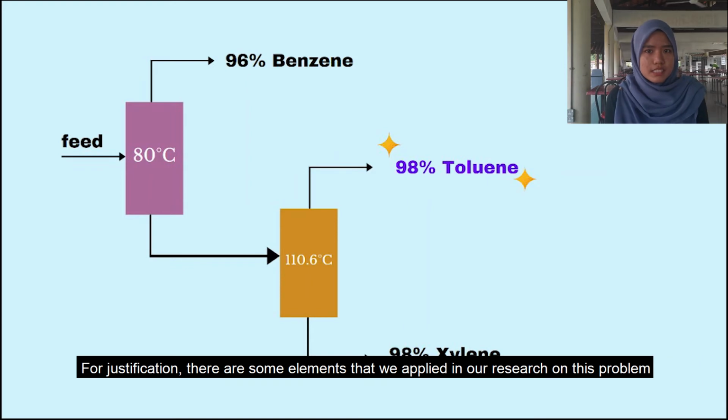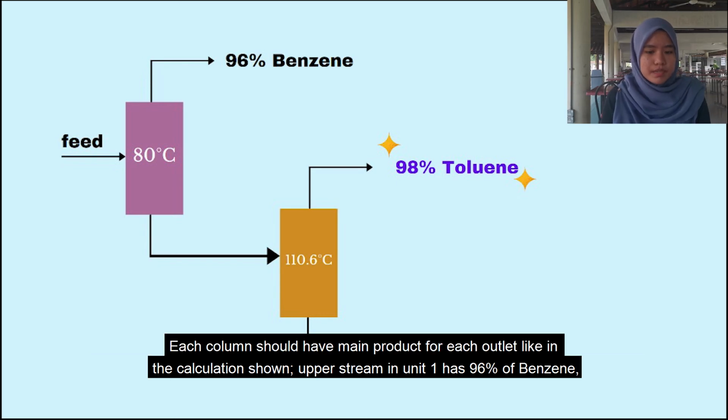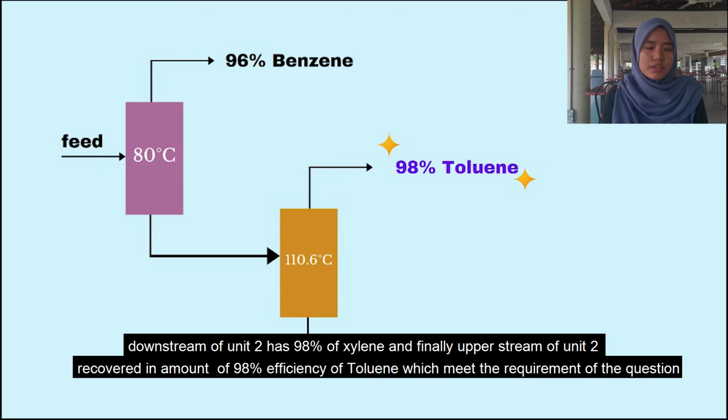For justification, there are some elements that we applied in our research on this problem. Based on the boiling point allocated for each unit, it shows the outcome of each recovery. Each column should have a main product for each outlet, like in the calculation shown. Upstream in Unit 1 has 96% efficiency of benzene. Downstream of Unit 2 has 98% efficiency of xylene, and finally upstream of Unit 2 recovered toluene at 98% efficiency, which meets the requirement of the question.